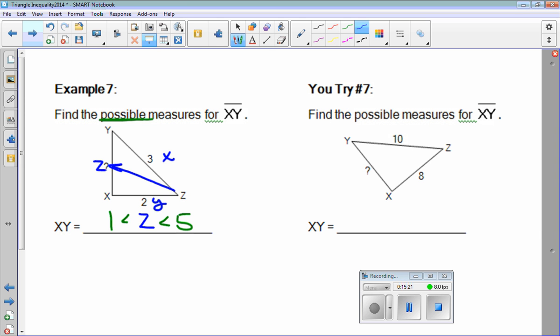Find all possible measures for x, y, or yx. What would you get? And again, what letter should we use here? Side z, right? So side z is in between what and what? 2 and 18. Like, I mean, it's real basic. Once you figure out the strategy, it's easy. What did you say? Once you get it.